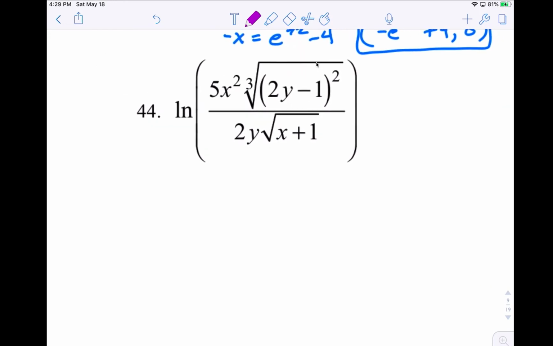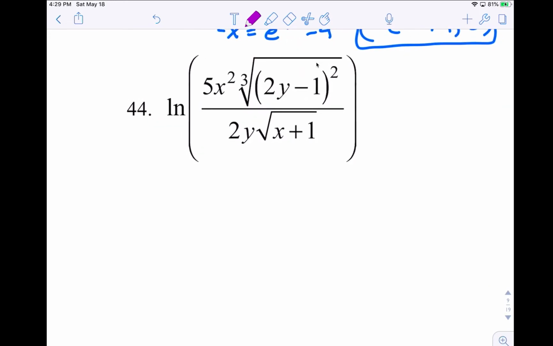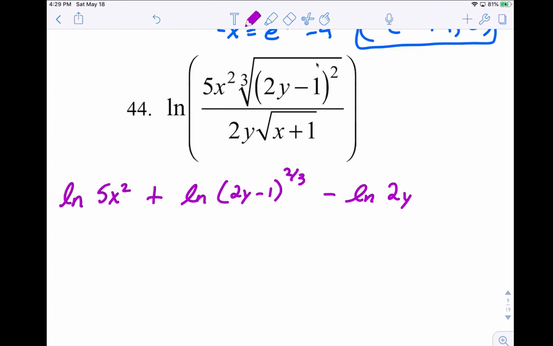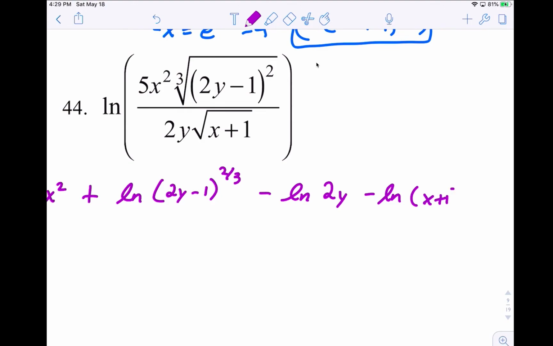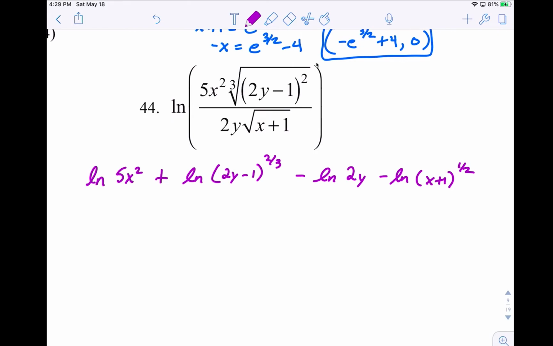All right, 44, a lot of things going on. All right, so I'm going to just take it piece by piece. So I got natural log of 5x squared plus natural log of 2y minus 1 to the 2/3, okay, minus natural log of 2y and minus natural log x plus 1 to the 1/2. Right, so again, remember, if it's in the denominator, the term needs to be negative. Okay.